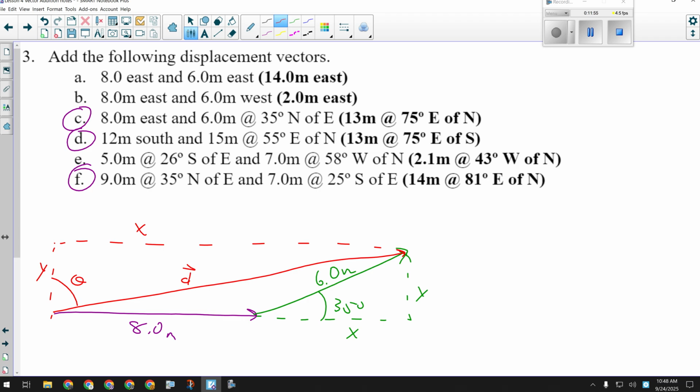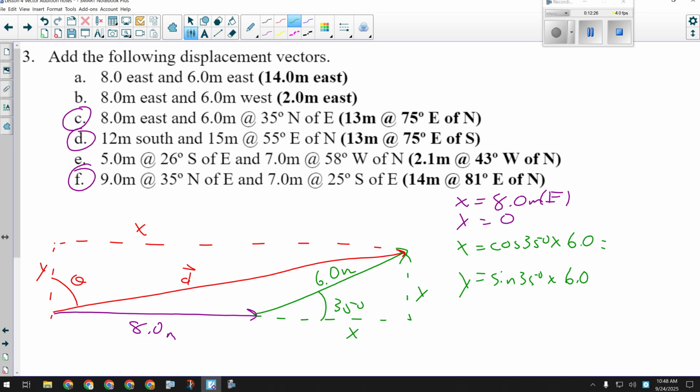Finding our X's and Y's. For the purple line, that's pretty easy. X is 8 meters east. Y is 0, because it only goes east. Then for our green triangle, we do have to do a little bit of trig. Green X will be the cos of 35 degrees times 6 meters, and Y will be the sine of 35 degrees times 6.0 meters.